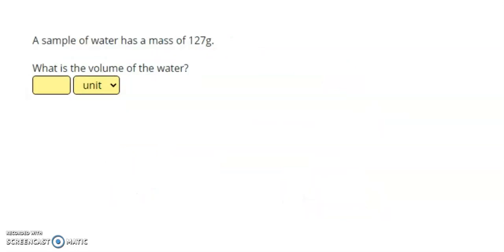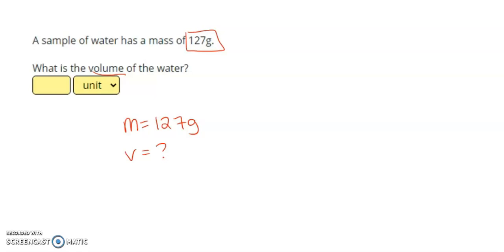So for the next problem, it says a sample of water has a mass of 127 grams. And it's asking what is the volume of this water. Well, we know the mass, because grams tells us mass. That equals 127 grams. We're looking for volume. But there's one more thing we need to know. And that's something to remember.